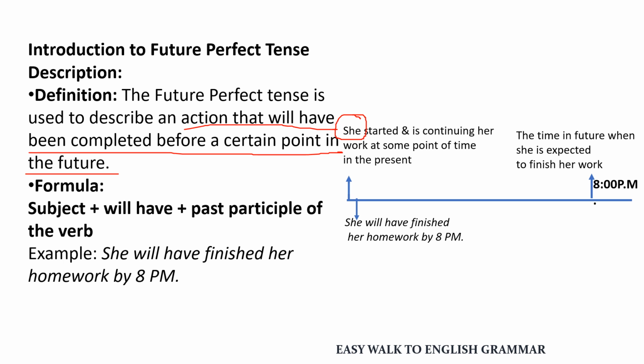Now to our point here. The she in this sentence might have started and is continuing with her homework at some point of time in the present, and the action is expected to finish before a particular time in the future. In order to refer to such an action, we use future perfect tense. The format, means the sentence construction in the future perfect tense, is to be done in this way.